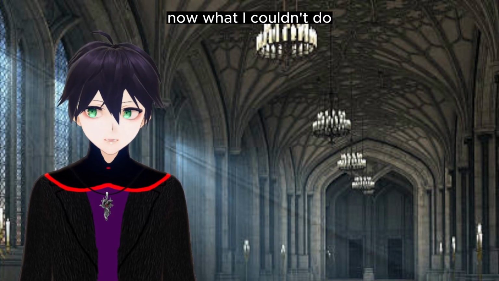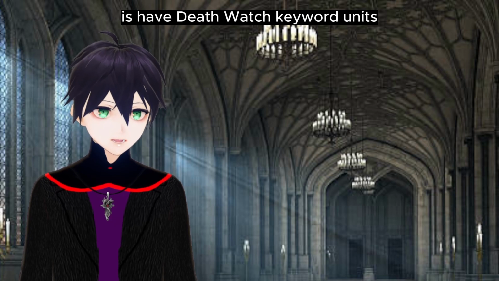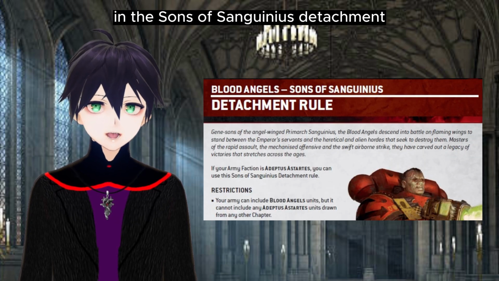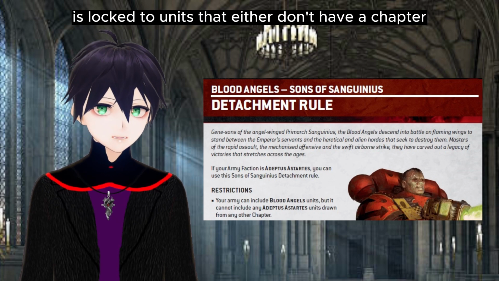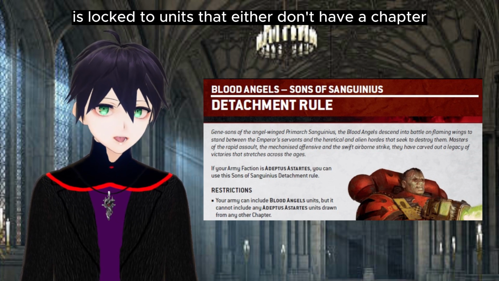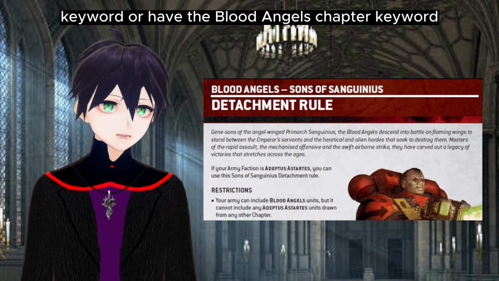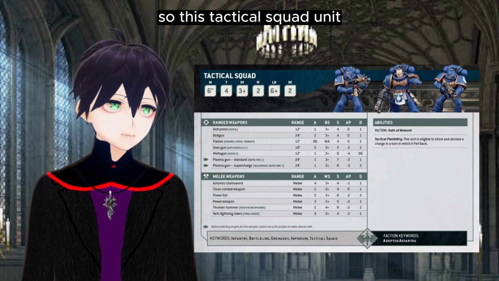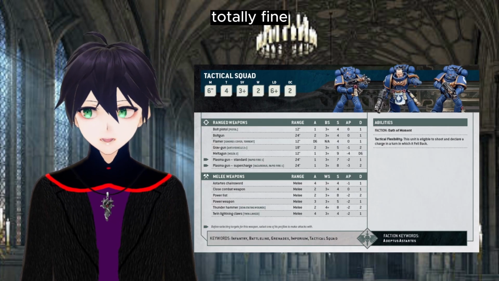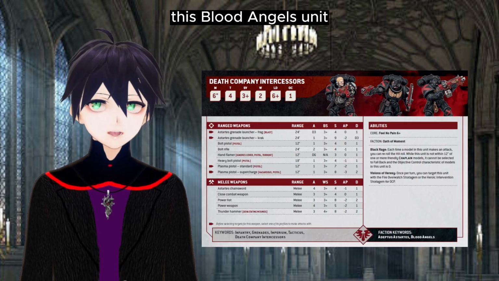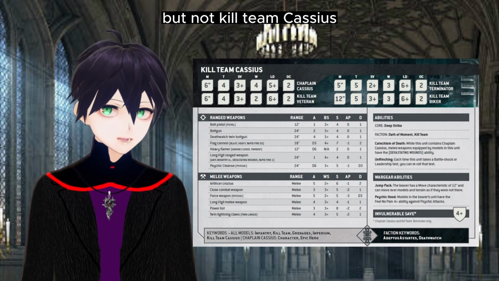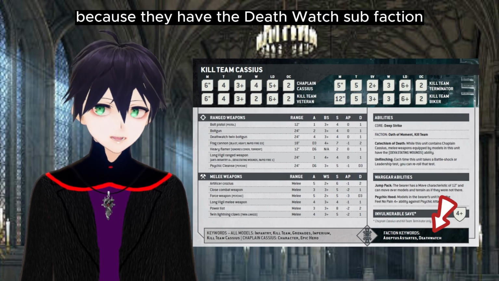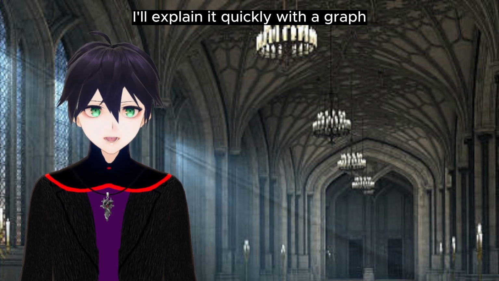Now what I couldn't do is have Deathwatch keyword units in the Sons of Sanguinius detachment, because the Sons of Sanguinius detachment is locked to units that either don't have a chapter keyword or have the Blood Angels chapter keyword. So this Tactical Squad unit, totally fine. This Blood Angels unit, totally fine in the Sons of Sanguinius detachment, but not Kill Team Cassius because they have the Deathwatch subfaction. I'll explain it quickly with a graph.